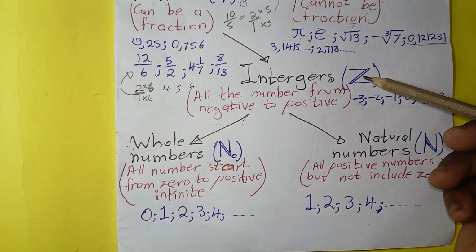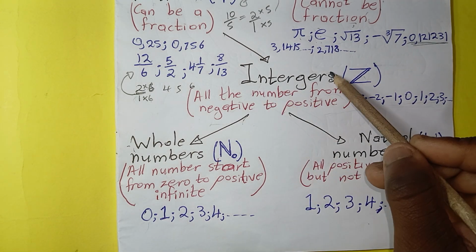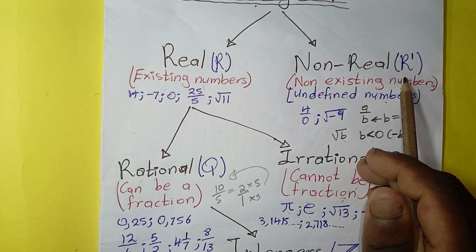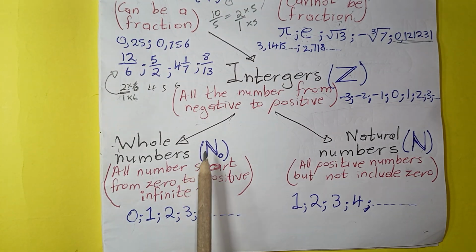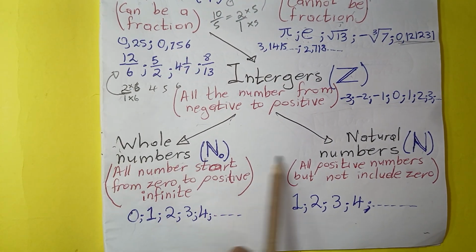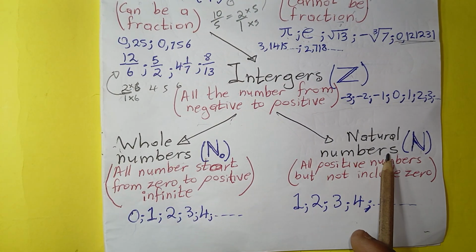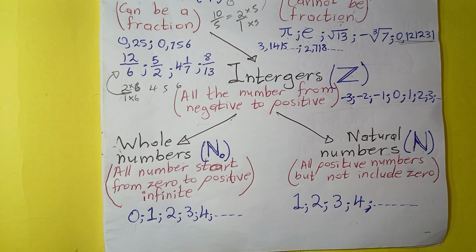What does the symbol of this thing stand for? It is for integer. And what does the symbol of this thing stand for? Non-real. Do you see? What about the symbol of this thing? It's a whole number. This one, it's a natural number. Just know the symbols. Understand the words.